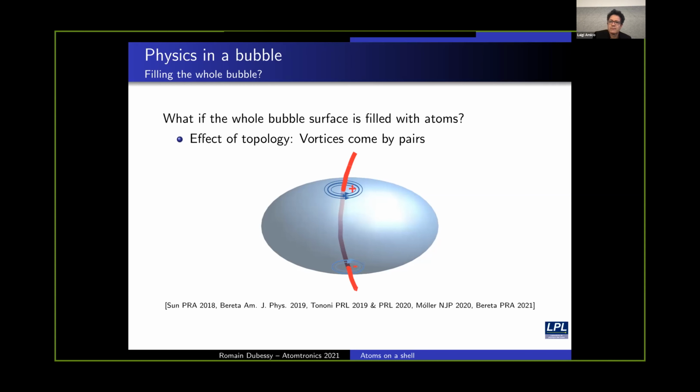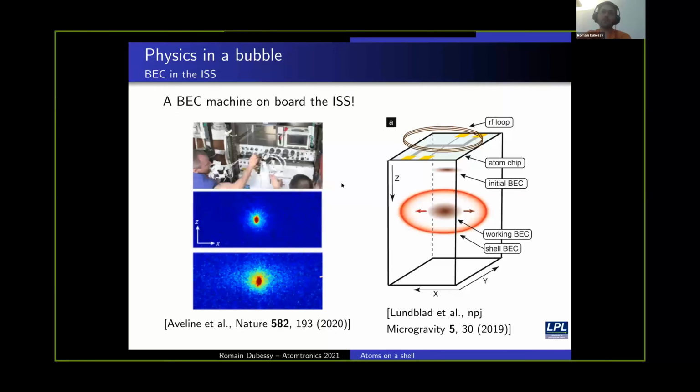Okay, fine. Thank you. And this has recently drawn a lot of interest, with quite a few recent theoretical works addressing the physics of superfluids and BECs on such a geometry. And these works were motivated by the fact that since a year or so, there is a BEC machine in a true microgravity environment aboard the International Space Station.